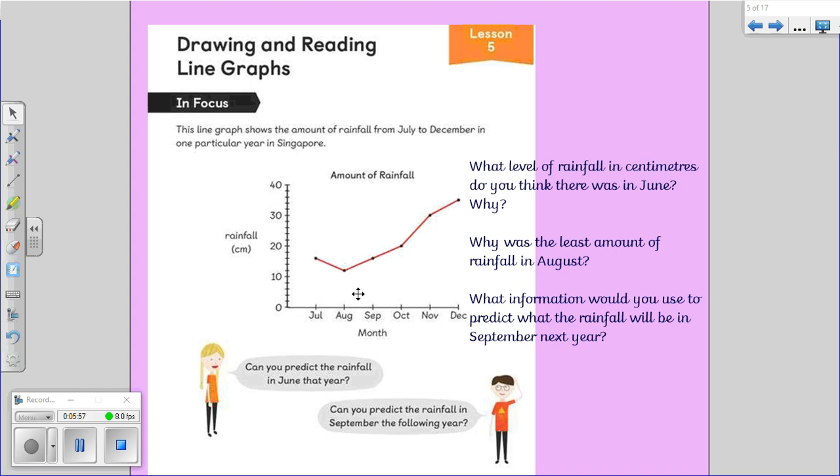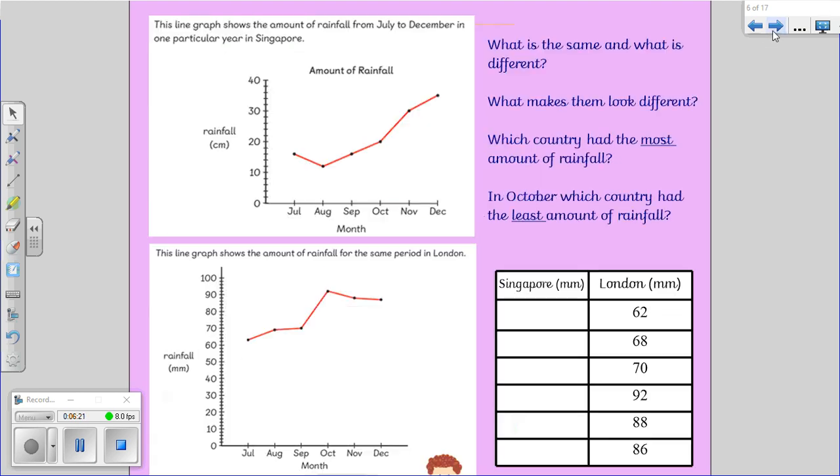Well, we could use September's weather for this year, the rainfall, and we can see that that is also at 16. And we could predict that next year the rainfall would be something similar, maybe around 16 centimetres as well. Okay, so now we have two separate line graphs.